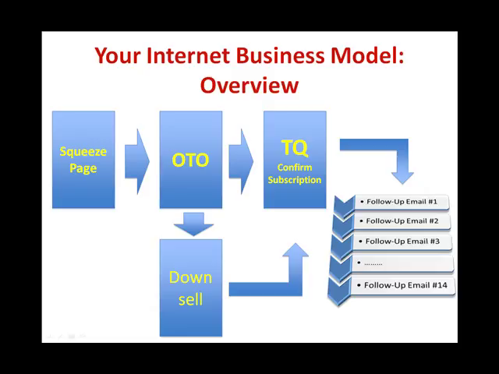Okay, here's how it goes. Your visitor will come to your main website, and the main page at your website is this simple web page called the squeeze page. The purpose of the squeeze page is to collect leads into your mailing list. Once your visitor puts in his name and email address, he'll be seeing your next page called the one-time offer. Whether he purchases your one-time offer or not, he will have to confirm his subscription to your mailing list. After that, he will start getting your follow-up emails.